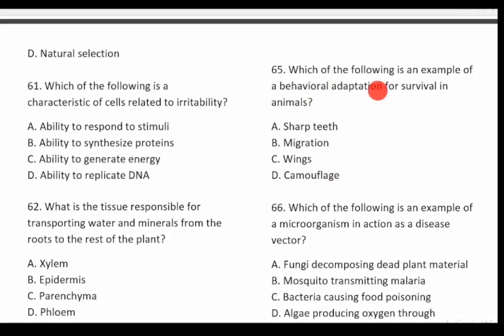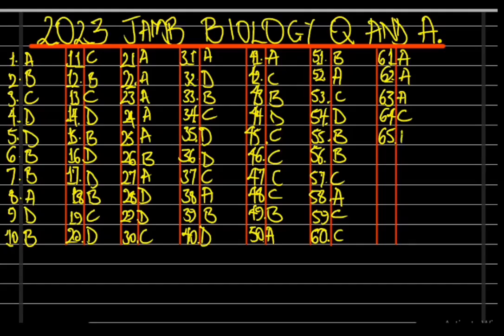But when we look at the behavior of organisms, particularly when they find themselves in an environment that is not favorable, they tend to migrate out of that place. So migration is the answer, the behavioral adaptation for survival. When the environment is no longer friendly or suitable, they need to leave that environment. And so that is what we refer to as the behavioral adaptation for survival in animals. Option B.